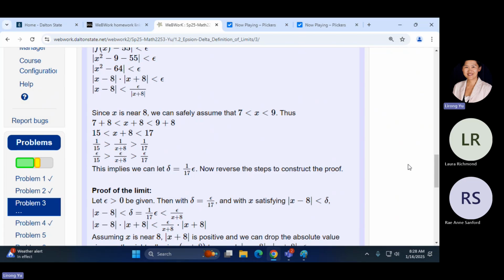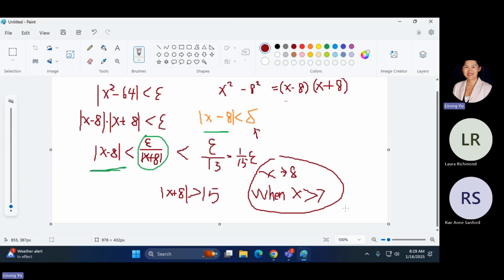Here it says if x is near 8, we can simply assume x is between 7 and 9. I was assuming x is bigger than 7, but that's putting an upper boundary and a lower boundary on x. This is very artificial. So this part is really personal preference for whoever is writing up the proof. But it's my fault for not putting a lower boundary. So over here, this is just a lower boundary.